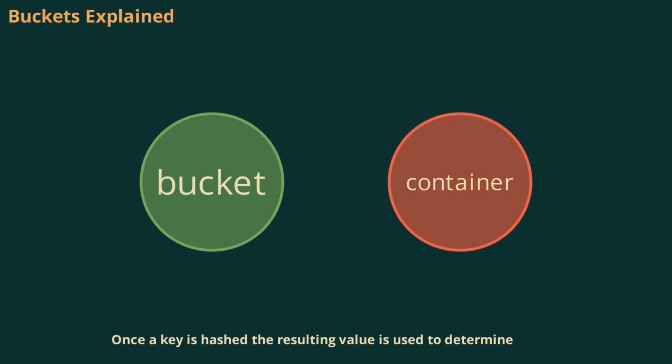Once a key is hashed, the resulting value is used to determine which bucket will store the key-value pair. Think of buckets as containers within the HashMap. Each bucket can hold one or more entries. The number of buckets is determined by the HashMap's capacity, and the hash value helps decide which bucket to use. This system allows HashMap to quickly locate where a value should go or where it can be found later.